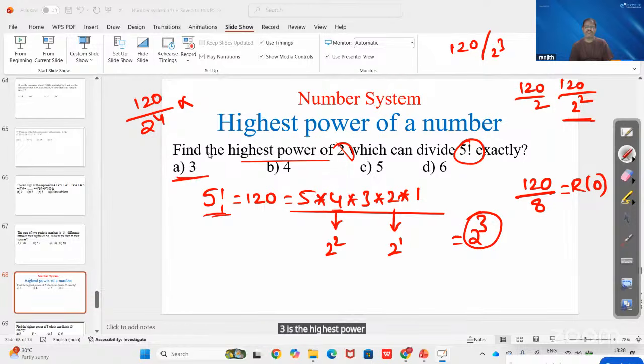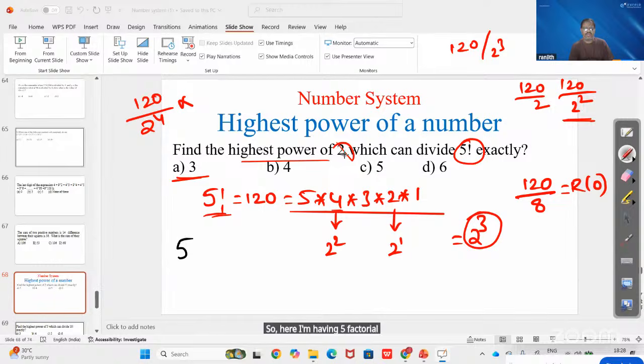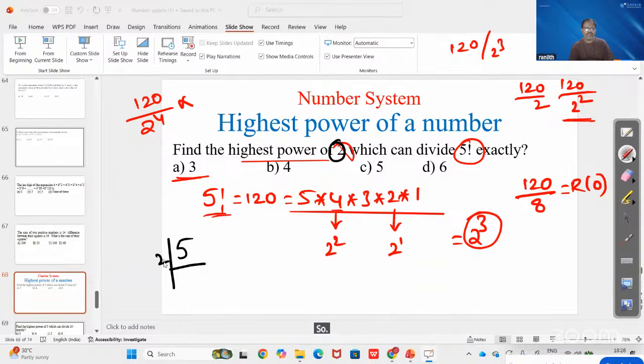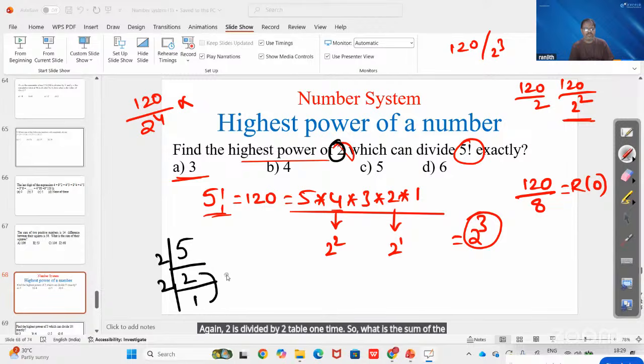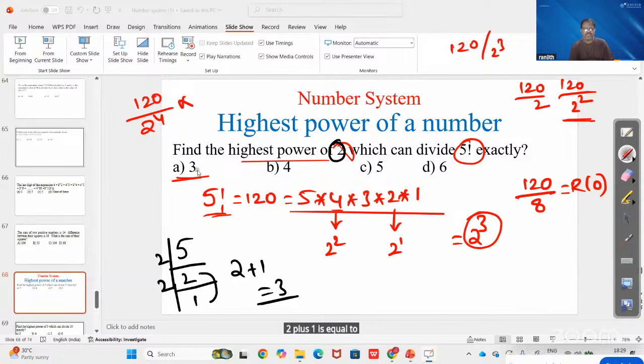But every time we can't go with this method. What is the other method to solve? Here I am having 5 factorial. We need to divide by the number whose power we need, and that is given as 2. So 5 is divided by 2, how many times? 2 times. Again 2 is divided by 2, 1 time. So what is the sum of the quotients? 2 plus 1 is equal to 3. So the highest power will be 3, that is the answer.